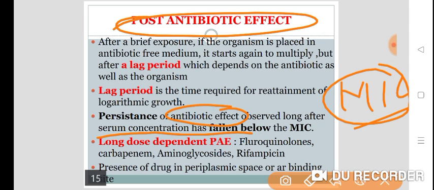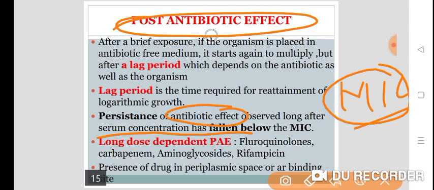antibiotic effect. Generally what happens, the drug is effective only when the plasma concentration of drug is above the minimum inhibitory concentration. That normally happens. But in case of some antibiotics, persistence of antibiotic effect is seen. That effect will remain there even after the plasma concentration has fallen below the minimum inhibitory concentration.